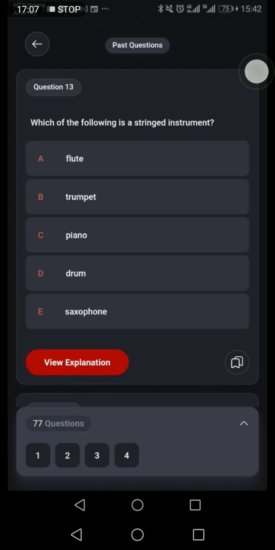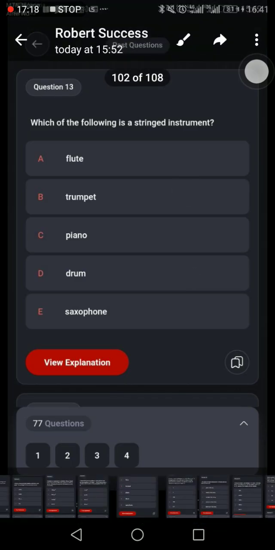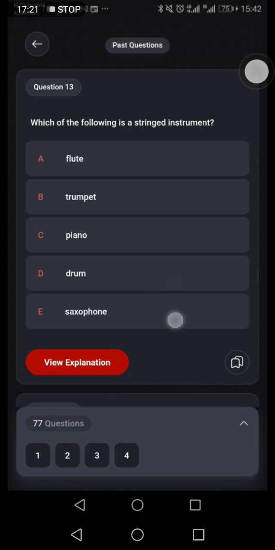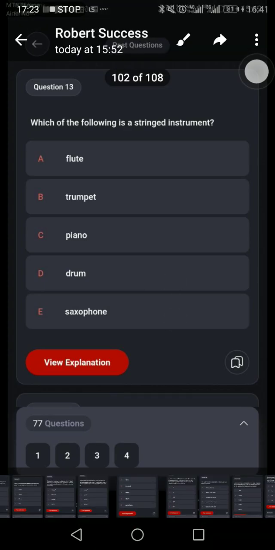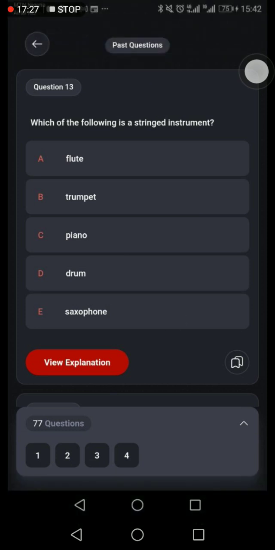Flute is an organ that has to do with air. Piano is string. Trumpet is organ. Flute is organ. Drum is percussion, the one you have to strike. Saxophone as well is organ. Saxophone is different from xylophone. Xylophone is just like drum, you have to beat it.